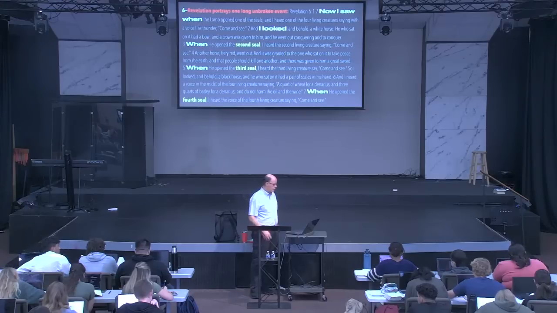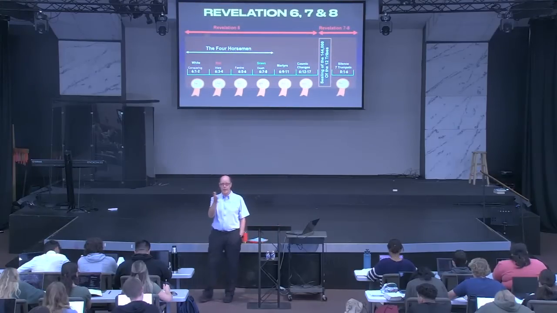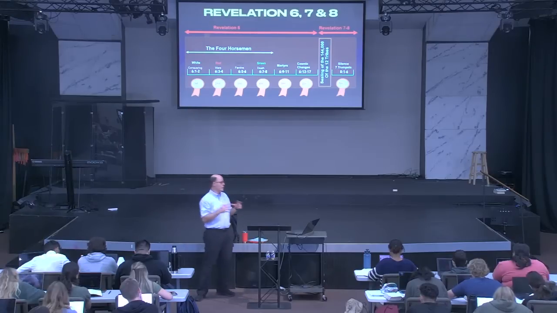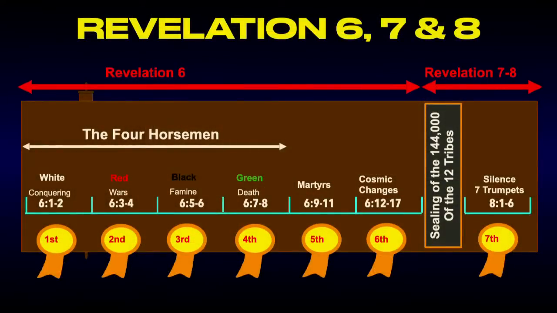Then look at verse 7. When he opened the fourth seal, I heard a creature saying, "Come and see." Well, a picture's worth 1,000 words, right? You've heard that? There they are. Look at Revelation 6, 7, and 8. And what we see in chapter 6 is the four horsemen, the white one conquering, the red one, which is wars and murders, the black one, which is famine, and that green one.